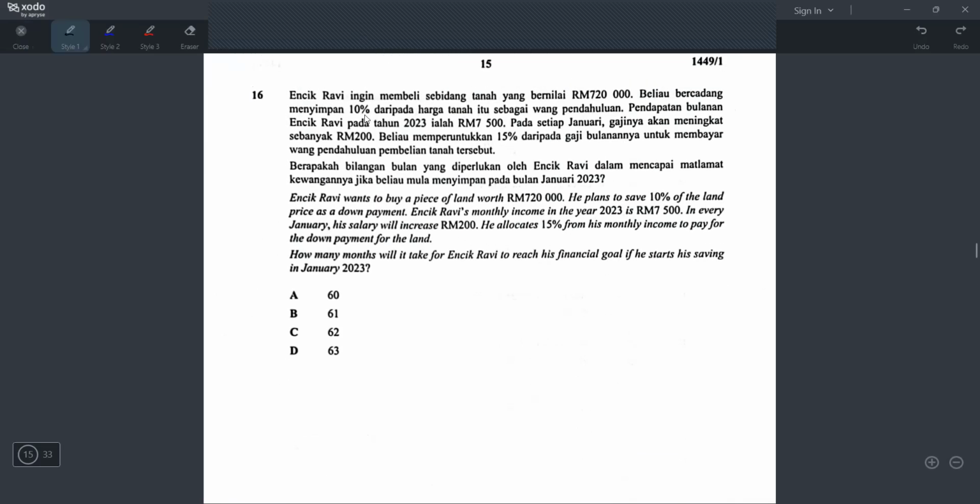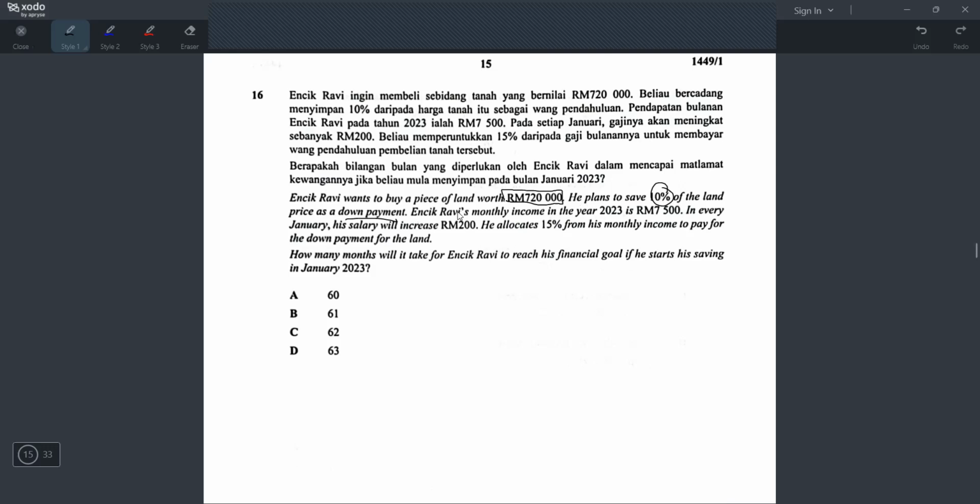We continue. Number 16. Okay, number 16 is a difficult question, right? It's a very confusing question. So let's go. Encik Ravi wants to buy a piece of land worth RM 720,000. So this is the price of the land. He plans to save 10% for the down payment. So it means he will pay 10%. Then what about the 90%? Maybe he will borrow from the bank and pay over time.